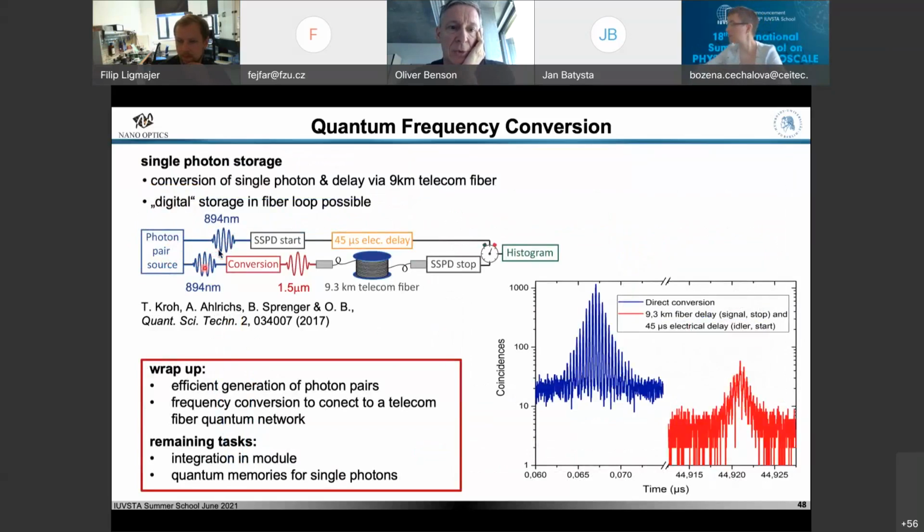So we have photon pairs that you send in. One of them maybe you leave at the wavelength, the other one you convert, in this case from 900 to 1.5. The achievable efficiency is at the moment something like 30%, so it's okay, but not 90%. And then, of course, you have them at 1.5 micrometer, and the nice thing is you have hardly any loss. So in principle, you can send them over longer fiber networks.